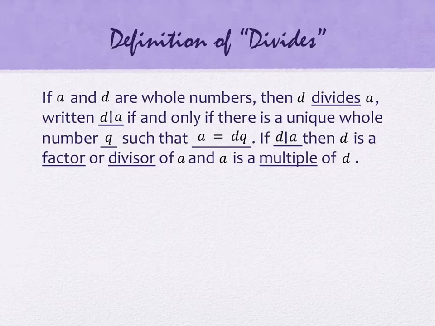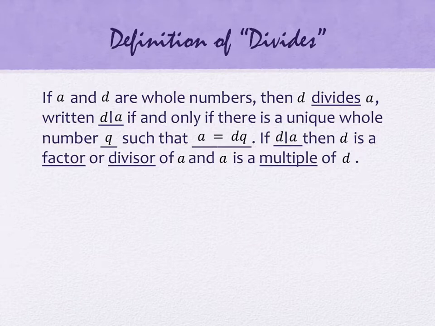So if A and D are whole numbers, we say that D divides A. It's written with this vertical bar between it. Be really careful. It's not like a fraction where the number on the left side is on the top and the number on the right side is on the bottom. That is not what it says. It's read D divides A. So that vertical bar is read as the word divides, if and only if there is a unique whole number Q such that A equals DQ.